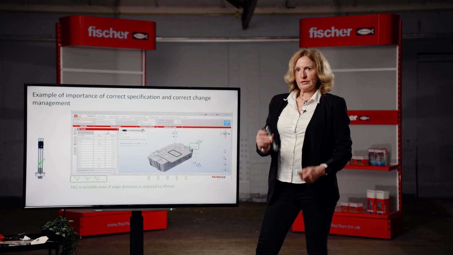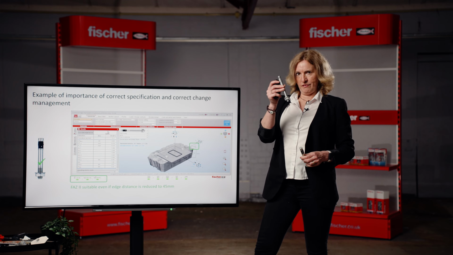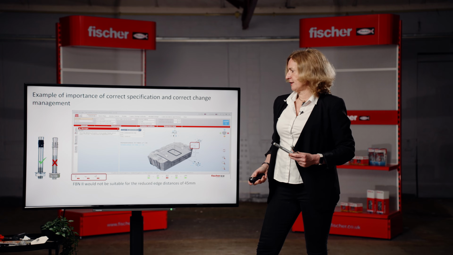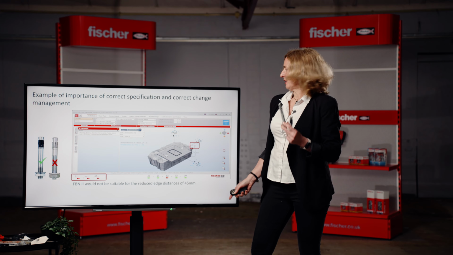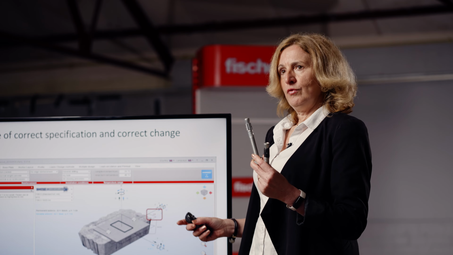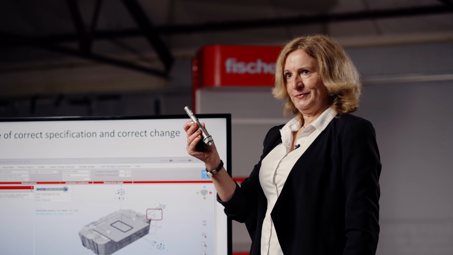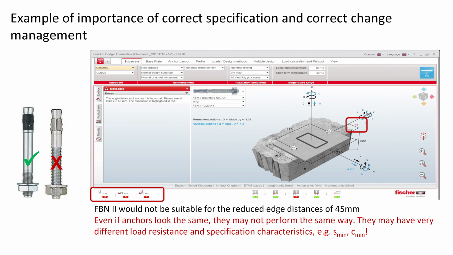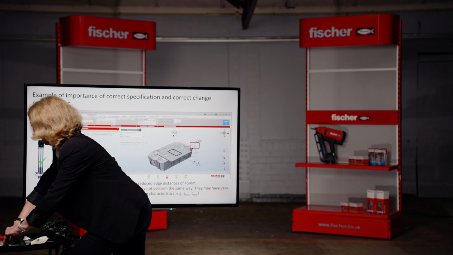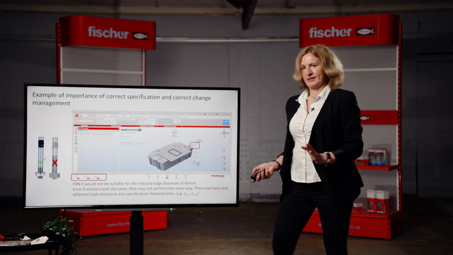If they installed the same diameter, same length, but an FBN anchor, if you model it in C-FIX, you see that the fixing wouldn't be sufficient because 45 millimeter wouldn't be allowable for FBN. So lesson learned, even if fixings look similar, they might not be suitable for the job. Always carry out the full design process to make sure that if you are changing the specification, it's still correct and safe.